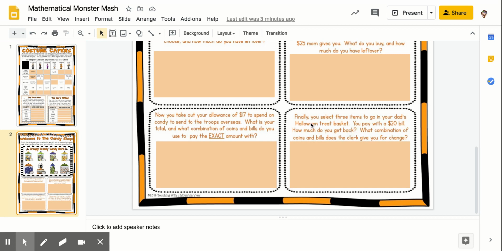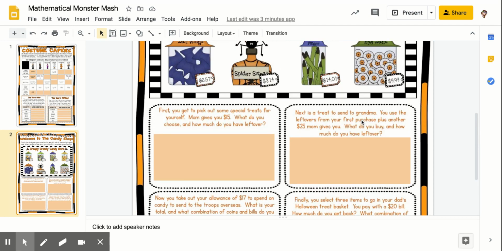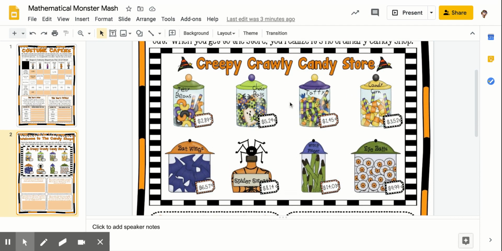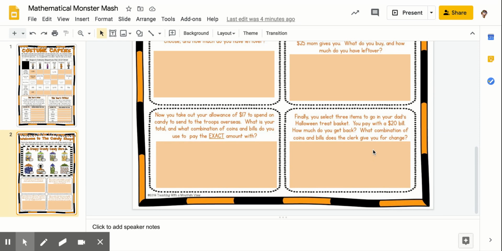And our final question is that you select 3 items to go in your dad's Halloween treat basket. You pay with a $20 bill. How much do you get back? What combination of coins and bills does the clerk give you for change? So now you're going to pick 3 items that all have to equal less than $20, right? When you add them together, pick your 3 items and then subtract that from your $20. And you're going to say what that change amount is, and then how many dollars, quarters, nickels, dimes, pennies, and all that would be given back to you for your change.